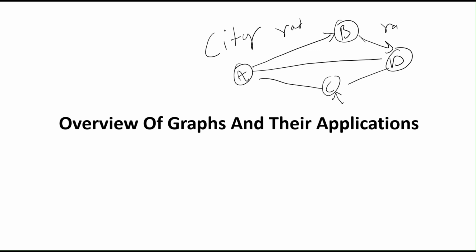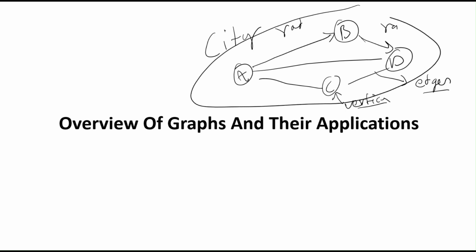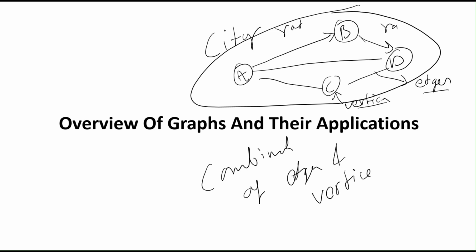Now, I will name these locations as vertices and these roads as edges. Now, congratulations, you have made a graph. This is nothing but a graph. A graph is a combination of edges and vertices. These vertices are connected by these edges. Our vertices can have any number of edges.